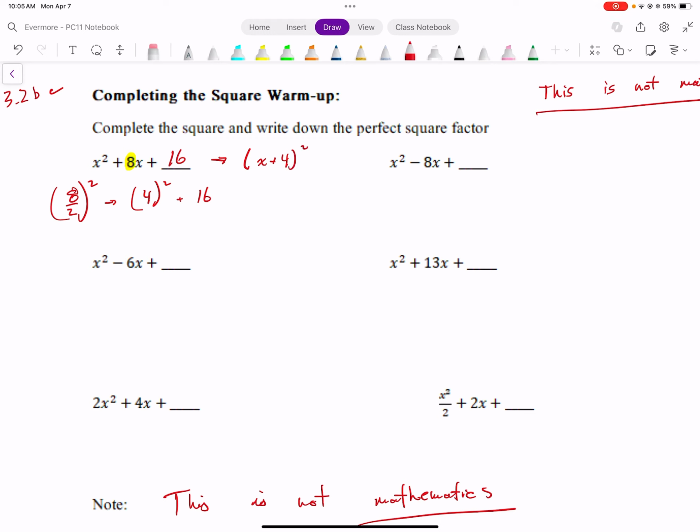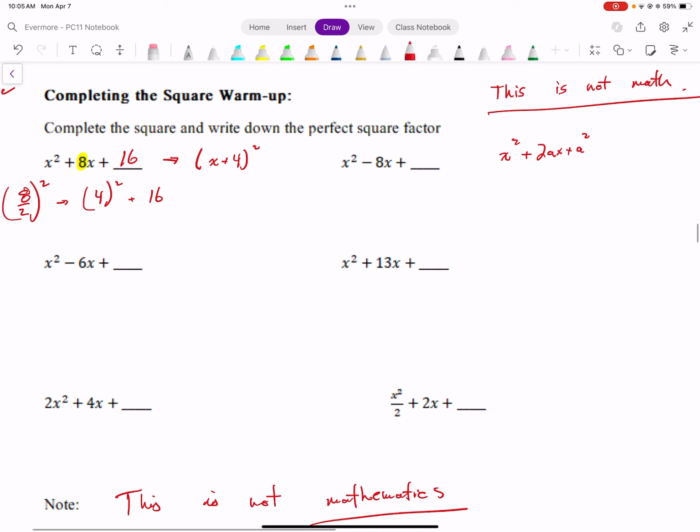Now keep in mind that x squared plus 2ax plus a squared is a perfect square. If we want to create a perfect square, and we factor, that creates the factor x plus a squared. So really, if I'm trying to figure out the square, I need to take my coefficient in front of the x, divide it by 2, and then square it.